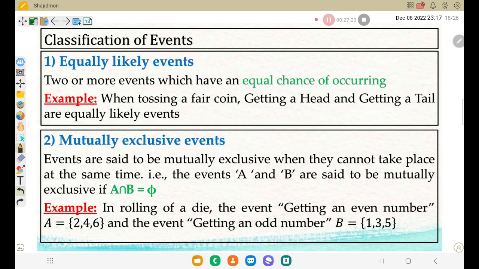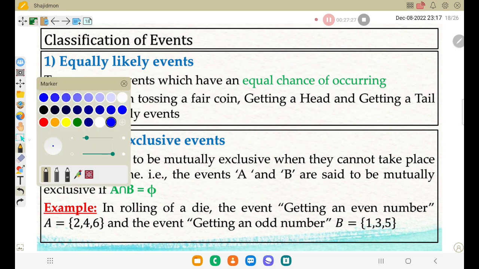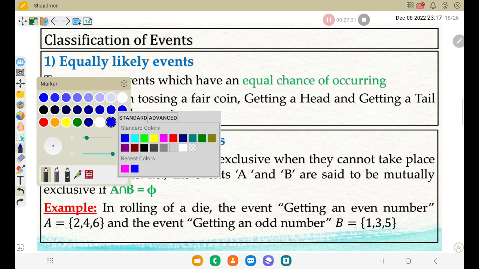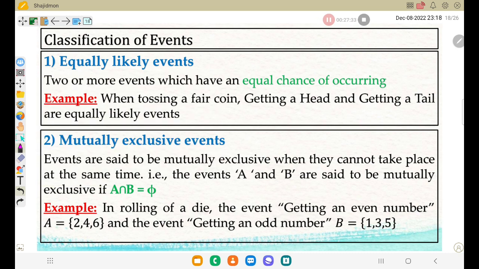So we are discussing many ideas. Now we are coming to some classification of events. Events we are classifying in different ways. For example, classification of events: equally likely events. The meaning itself is clear. What is the meaning of that one? Two or more events which have equal chance of occurring. Equally likely means equal chance of occurring.